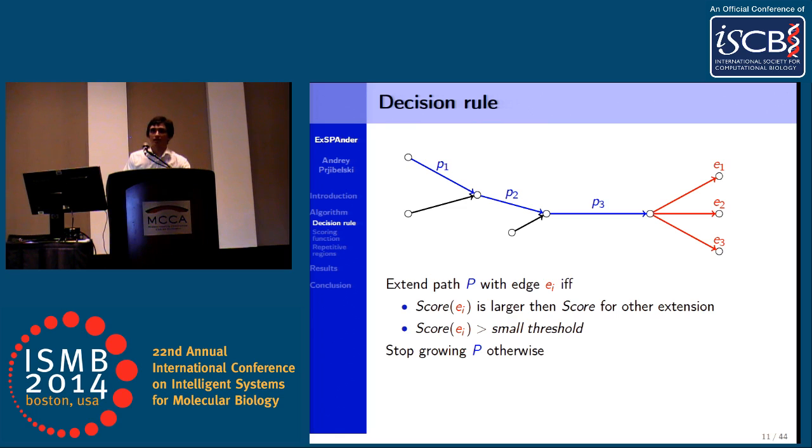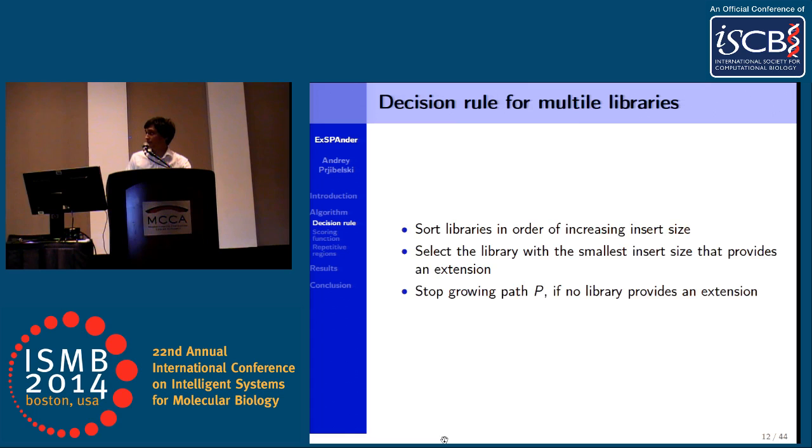But most assemblies are currently done with several libraries. So if we have several libraries, we're going to sort them according to the insert size and just use the shortest library which provides us an extension. If no library provides us a correct extension, we're going to stop growing path P. Now we have the only challenge left, how to design a proper scoring function.